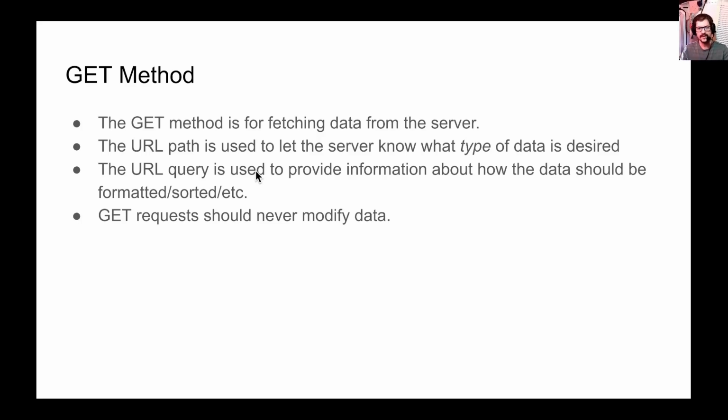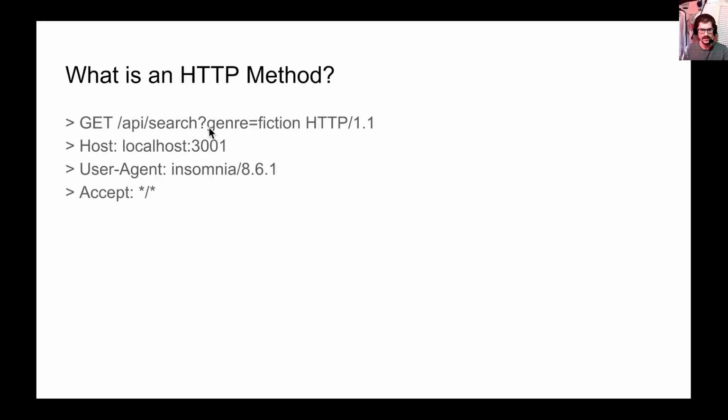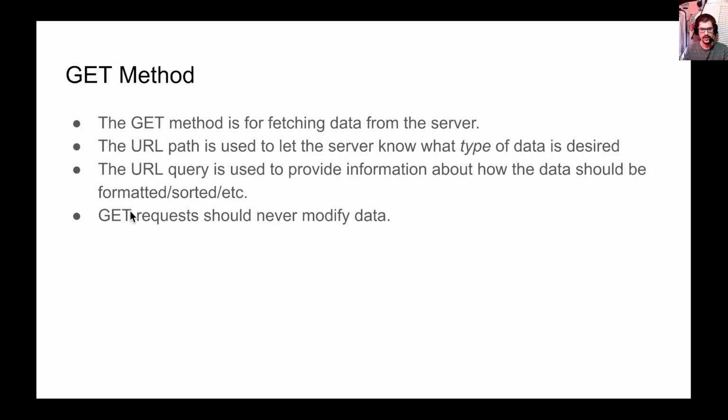The query is used to provide information about how the data should be formatted, sorted, filtered, that sort of thing. In this particular case, you can see I'm providing a query parameter, which is genre equals fiction. I want to search for fiction books. You could also have something here like the limit or the pagination, or if you want the response to be in JSON or CSV. So query parameters are used heavily by this, not necessarily to modify data, but to modify what your result looks like, which is a little different. GET requests should never modify the data. That's important.